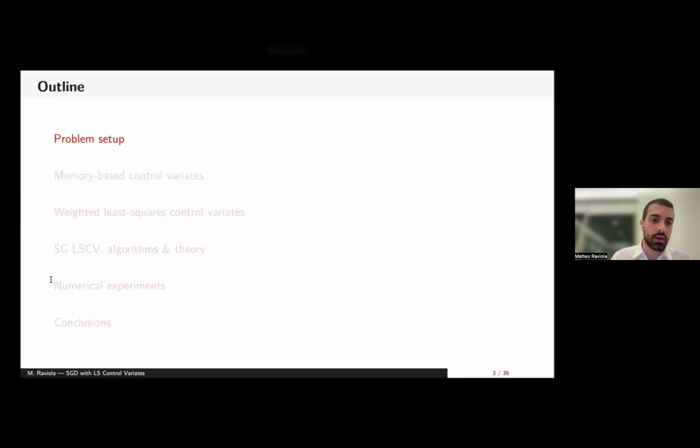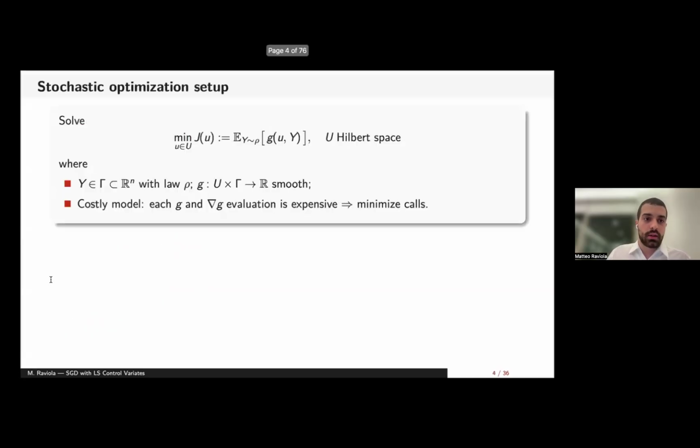So let's start with the problem setup. Right, so what is the kind of problem that we are interested in? This is a standard stochastic optimization setup. So we wish to solve, meaning minimize, a functional J, which depends on some design or control. I will call u the design or control from now on, which is given as an expectation over some random parameters, which are denoted by y with some law rho.